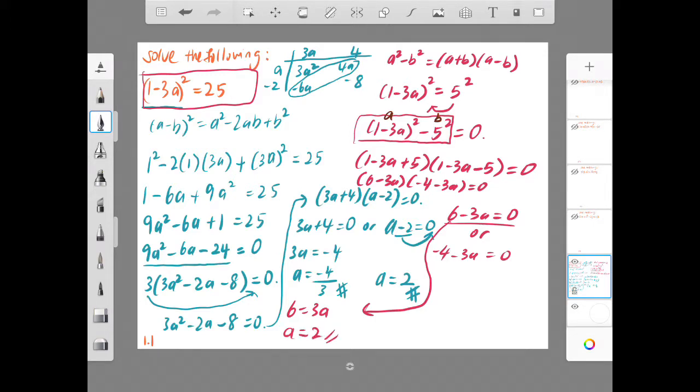Because 6 divided by 3. Alright, and for this will be negative 4 equals to 3a. A will be equals to negative 4 over 3. And this is the solutions for A. Alright, so both methods you can compare the answers.